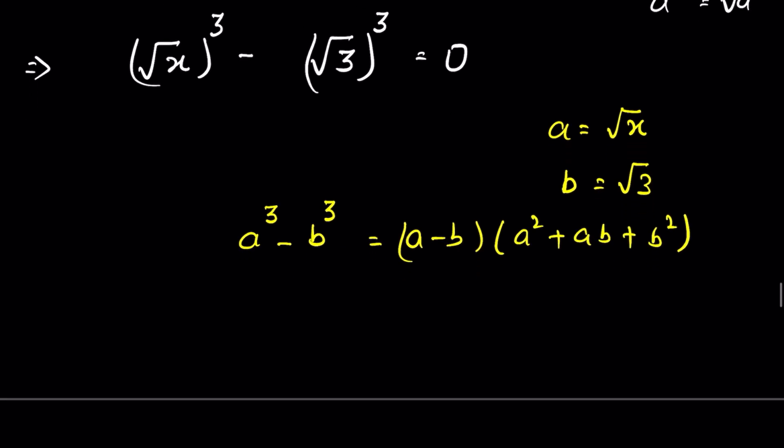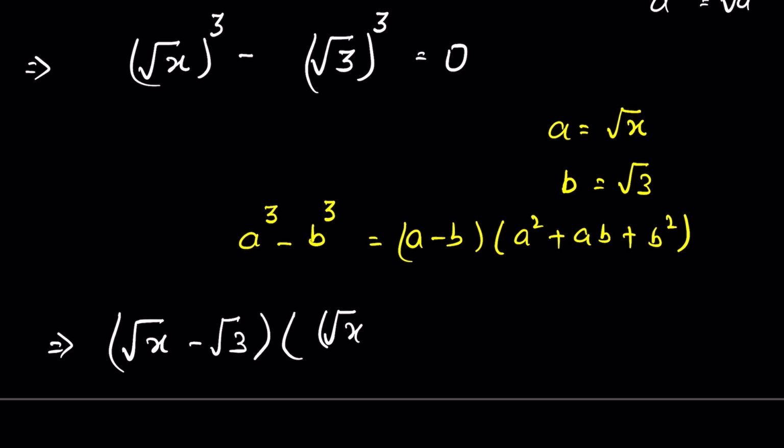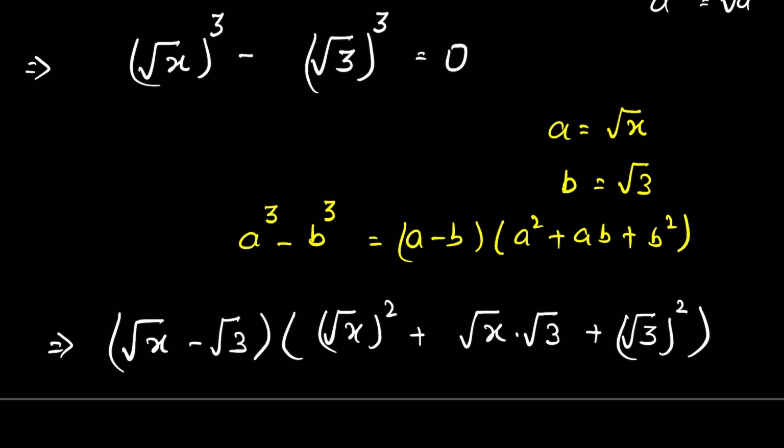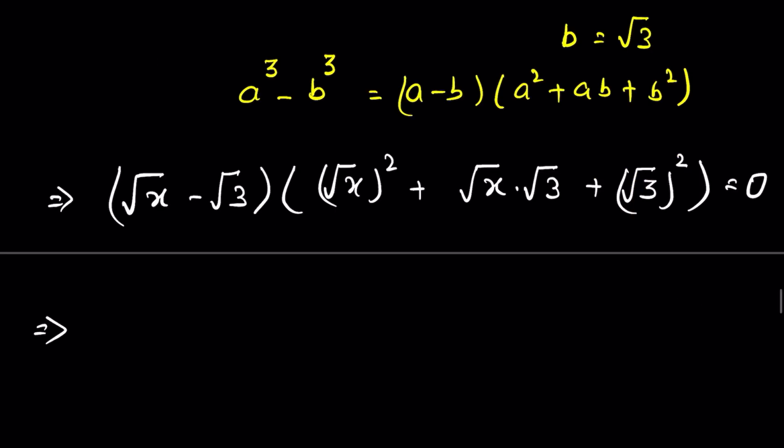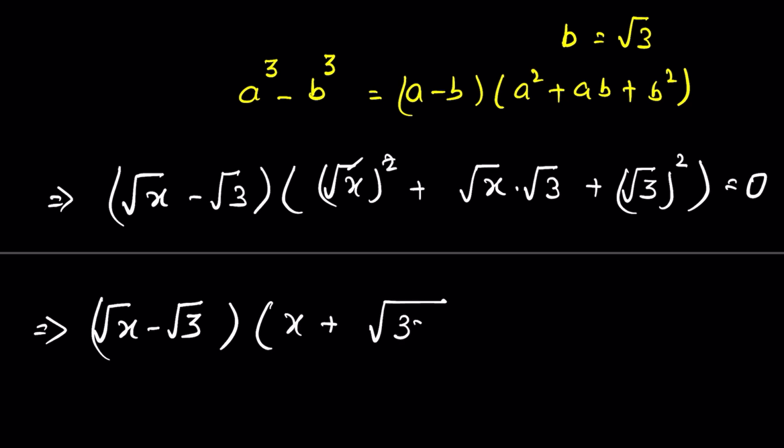So we can write it as square root of x minus square root of 3 times square root of x whole square plus square root of x times square root of 3 plus square root of 3 whole square equals 0. Or square root of x minus square root of 3, then remove the square root with this square, so it is x plus square root of 3x, plus again remove the square root with the square, so it is 3, equals 0.